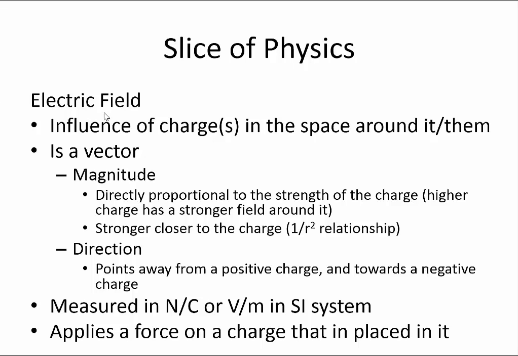So in this slice of physics, we explored the concept of the electric field. First, we realized that the electric field is nothing but the influence of a charge or a set of charges on the space around the charge or charges. Then we said that the electric field is a vector, so it's got magnitude and direction. As we explored the magnitude, we saw the equation told us that it's directly proportional to the strength of the charge. Higher the charge, stronger the field around it.